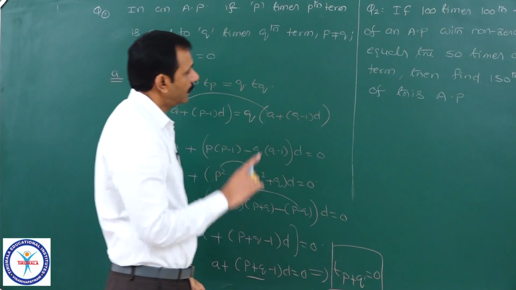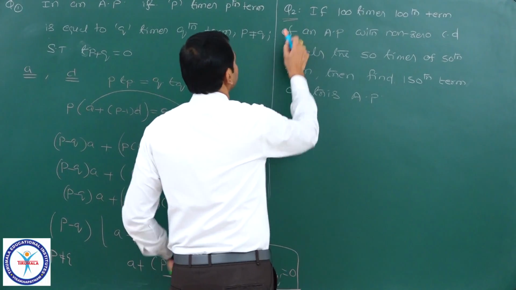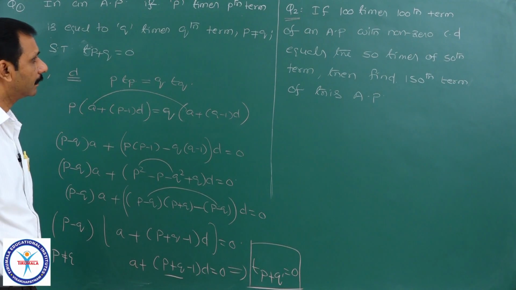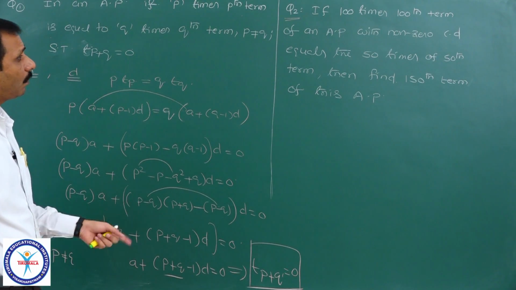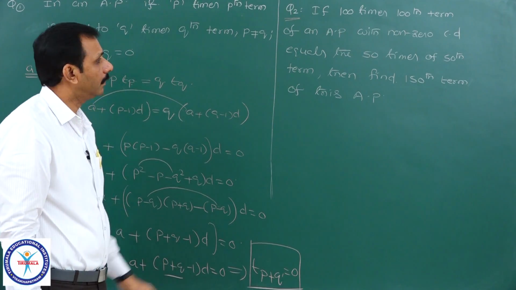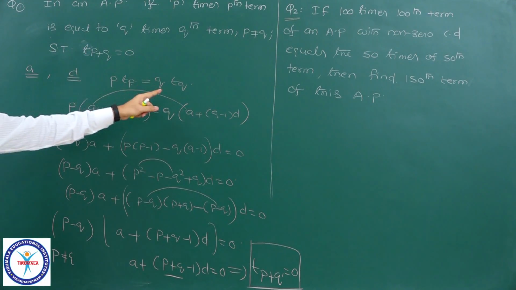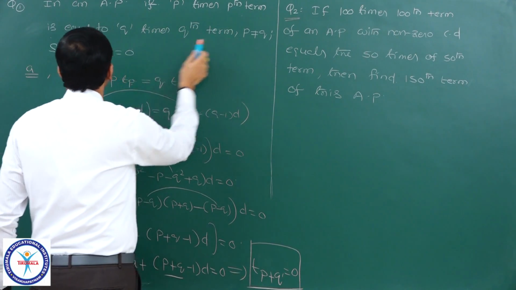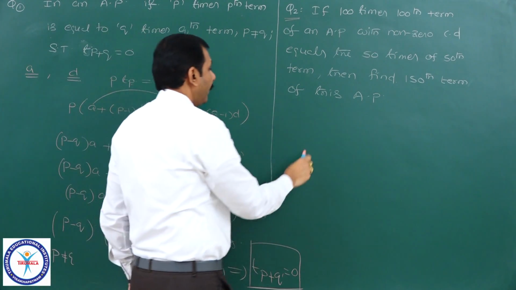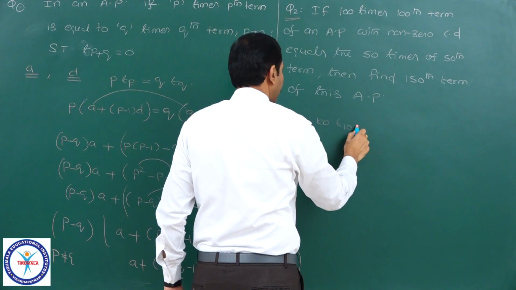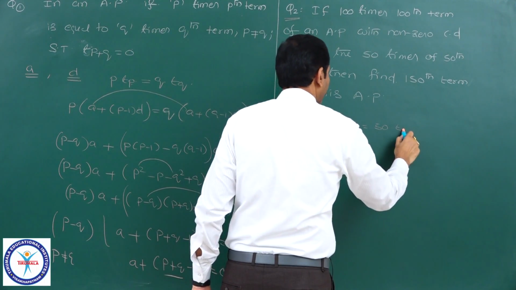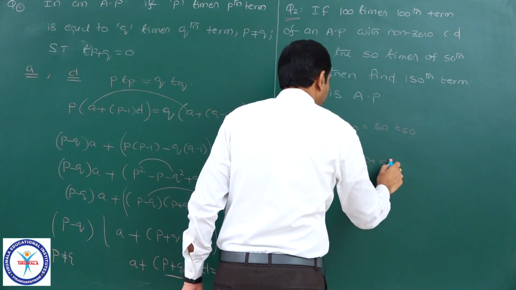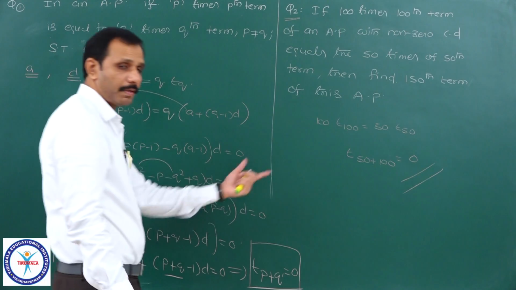Okay, next. Listen to this. This is a previous JEE problem. 100 times the 100th term of an AP with non-zero common difference is equal to 50 times the 50th term. Then find the 150th term. Similar to this problem only. P times pth term is equal to q times qth term, then the p plus qth term. Here also given 100 times t100 is equal to 50 times t50, then what is t of 50 plus 100, or 100 plus 50, they are asking. What is the answer? It is equal to 0, same problem.